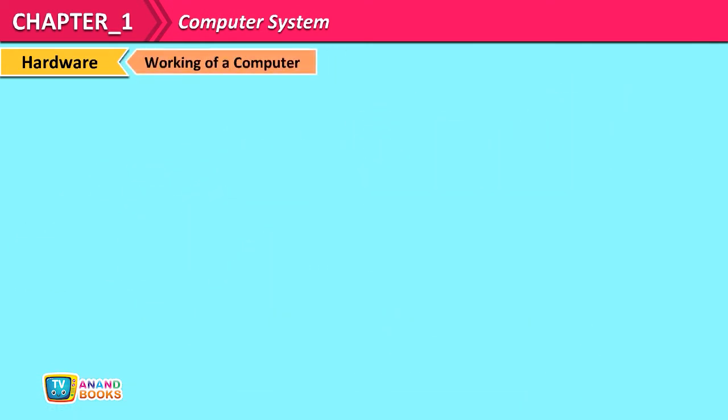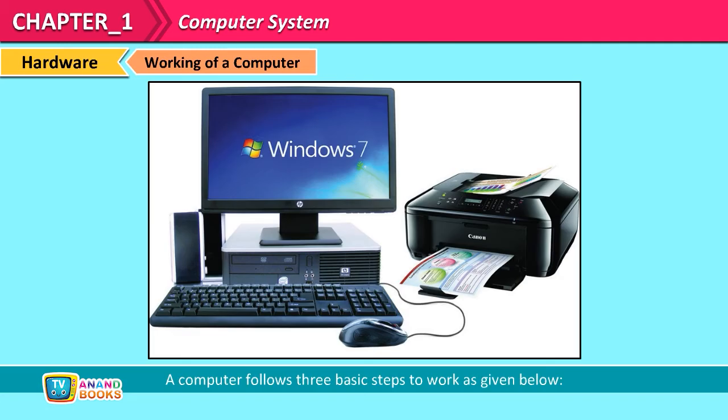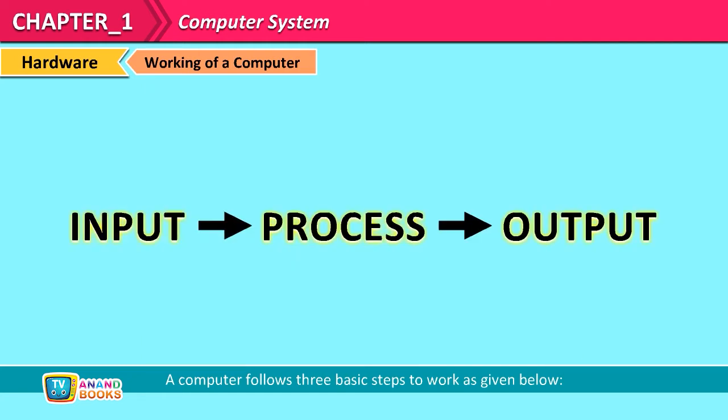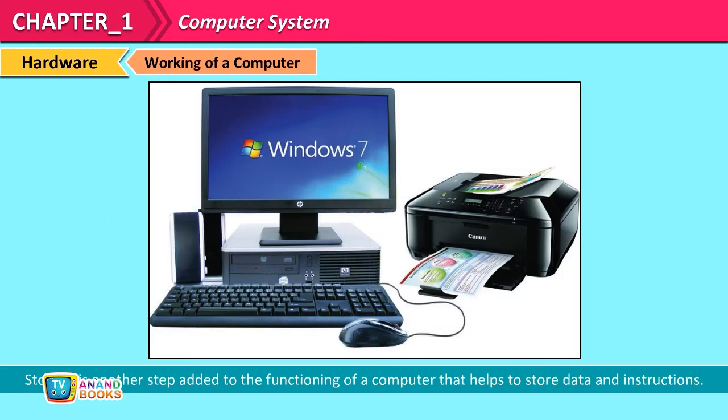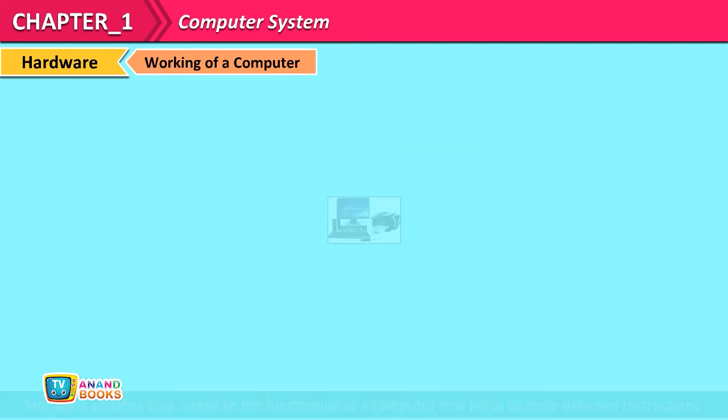Working of a computer. A computer follows three basic steps to work as given below: input, process, output. These three steps are also called the IPO cycle. Storage is another step added to the functioning of a computer that helps to store data and instructions.